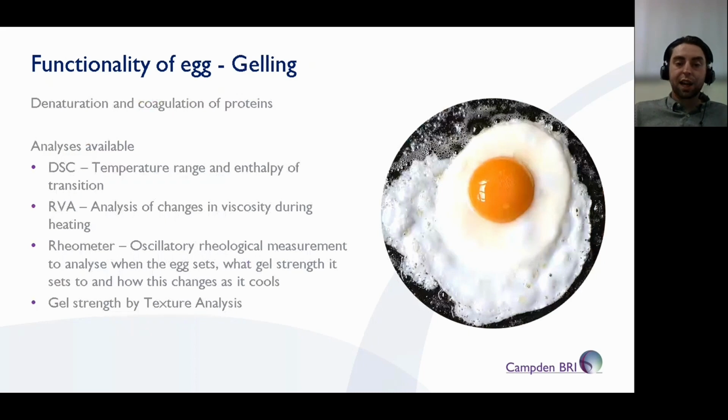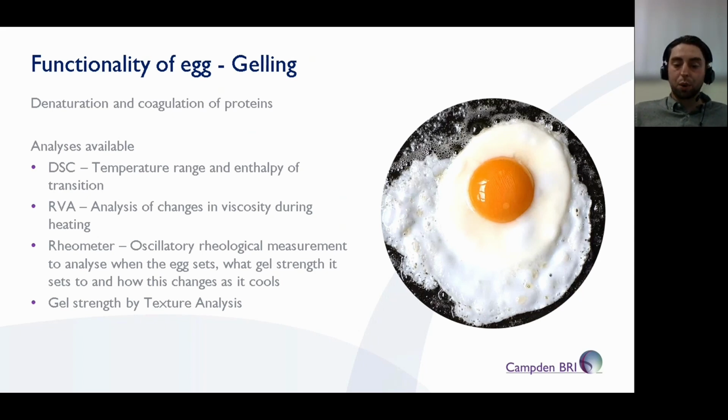And finally, gelling. This is often one of the tricky ones for people when replacing egg, finding something that sets solid when heated. It's due to the denaturation, so the unraveling of the proteins at a certain temperature, around 50 to 70 degrees.